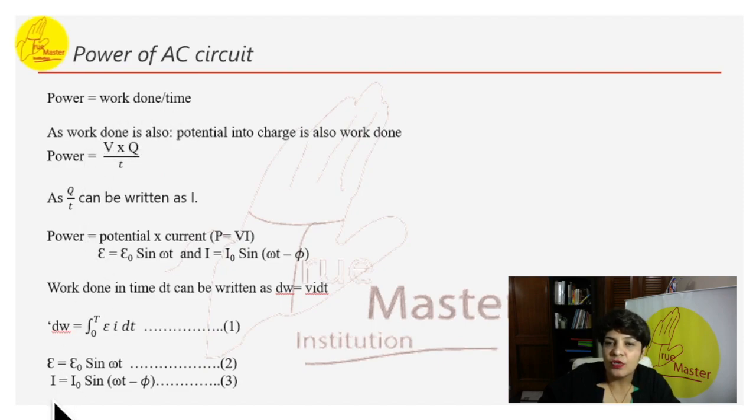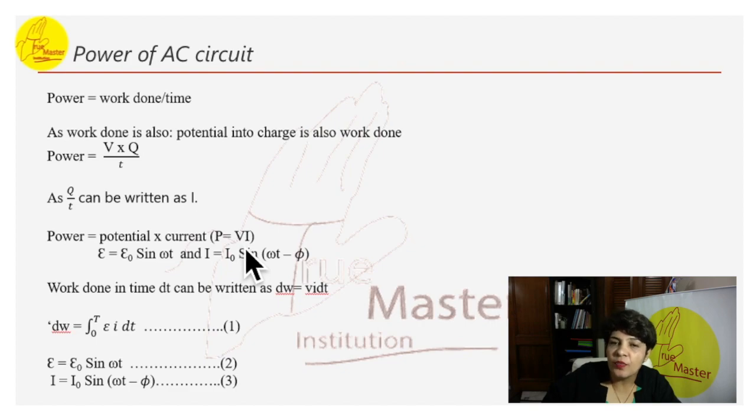As work done is also potential into charge, we know potential into charge is also work done. So potential, that is V, into the charge, which is again the work done, divided by time. Here Q by T, we can rewrite together as I. So the power formula in terms of current will become potential into current. That is, power equals V into I.